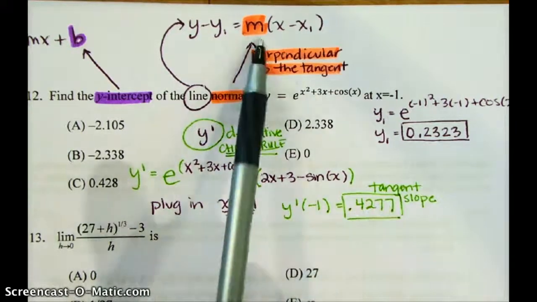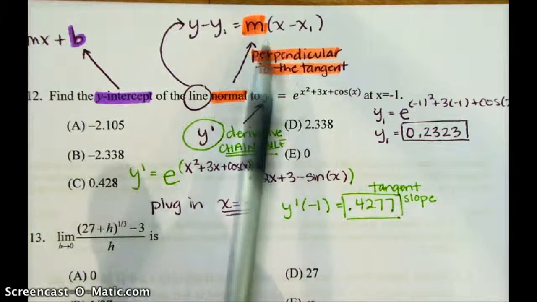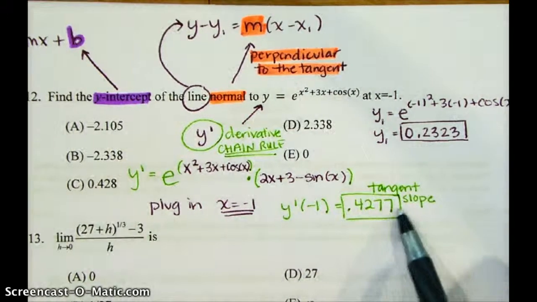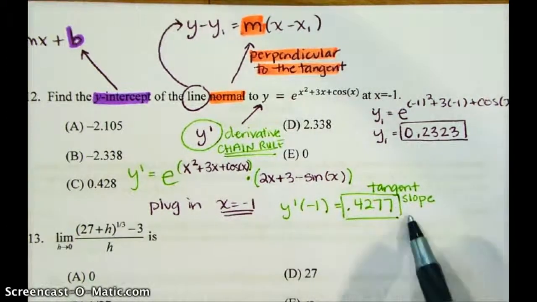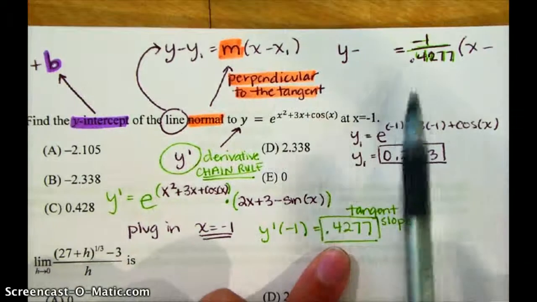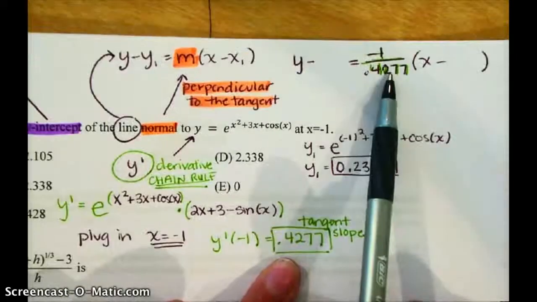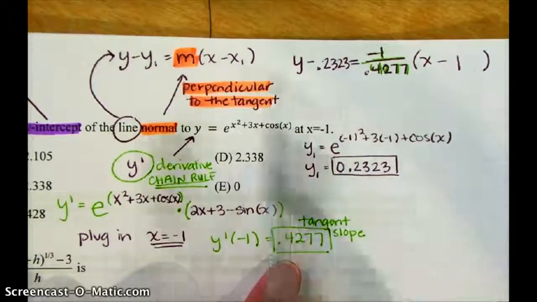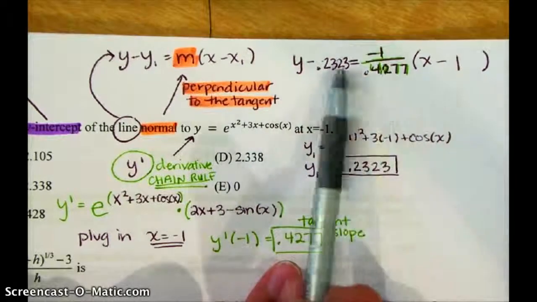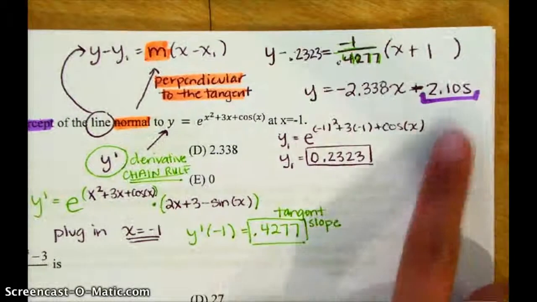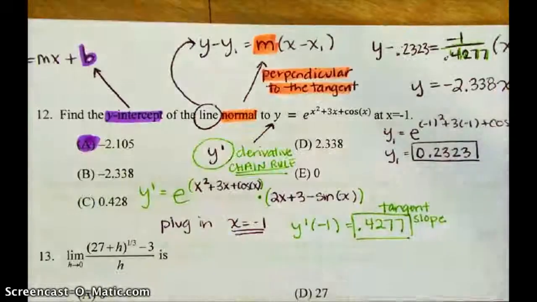Now we're ready to set up this equation. We just need the perpendicular slope. So to make a perpendicular slope, I'm going to do 1 over this decimal, and I'm going to make it negative. And that becomes the slope of my linear equation. Then I plug in x1 and y1, and then I just solve for y, distribute this, and add 0.2323, which gives me this y-intercept, which makes the answer A.